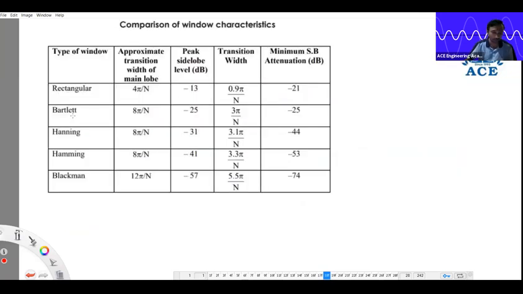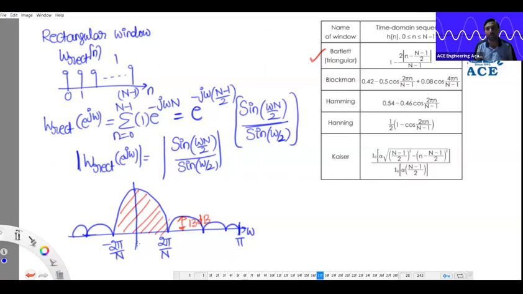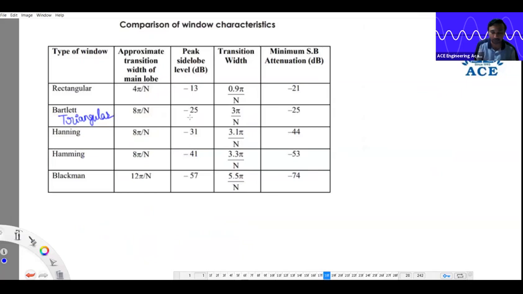Bartlett, or triangle. Bartlett, the other name is triangular window. What happened is 8 pi by N. That is not a big story. Here 4 pi by N becomes double because it is the convolution of two equal length rectangles. 8 pi by N. Peak side lobe level is somewhat better, minus 25 dB. Minimum attenuation also like that.